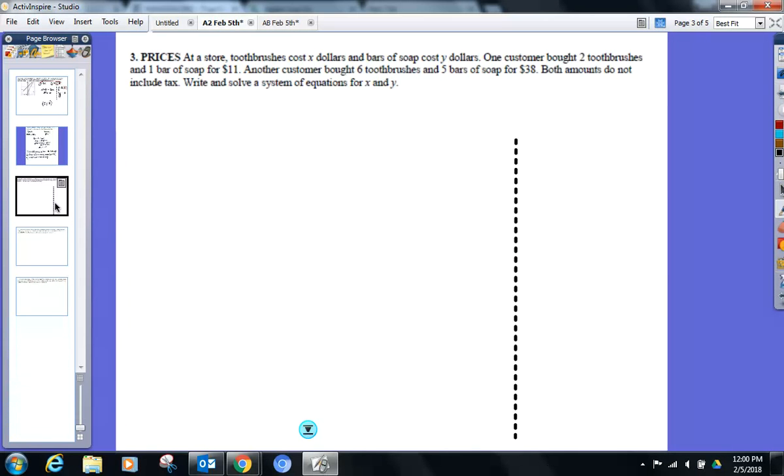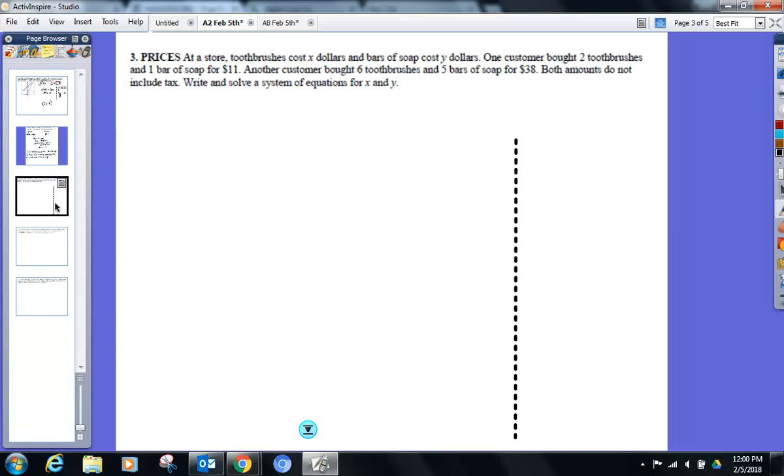Going to the store, Matt. Got to get some toothbrushes and soap. Fellas, invest. Toothbrushes, X dollars. Bars of soap, Y dollars. Customer goes in. For some reason, he needs 2 toothbrushes and a bar of soap. He pays $11. Another one goes in. He's a little bit more desperate. He needs 6 toothbrushes, or bigger family, I don't know. 6 toothbrushes and 5 bars, and he's going to spend $38.